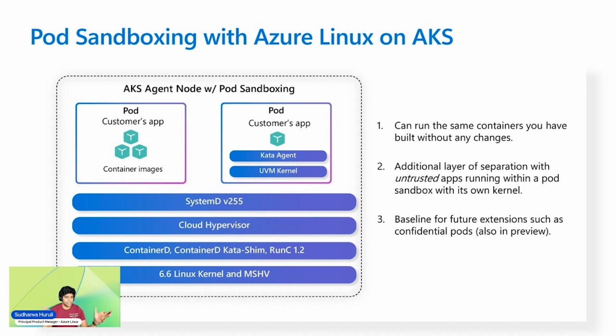And the stack is similar. It's still 6.6 Linux kernel. We're using Microsoft's hypervisor, but we're also building on the Kata project to actually create utility VMs for these untrusted pods. Now, let's take a look at a demo that shows this in action.